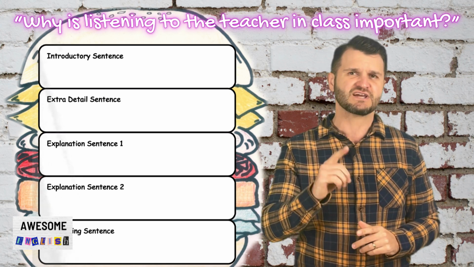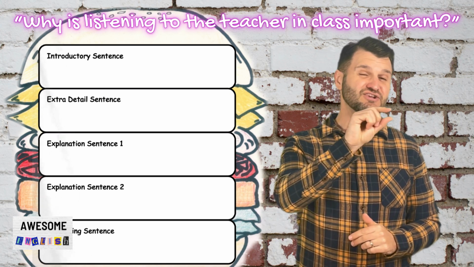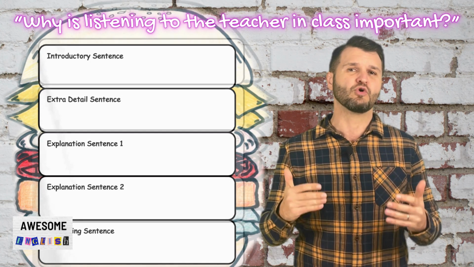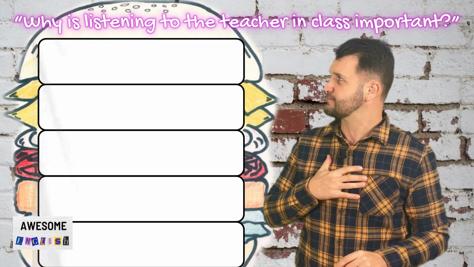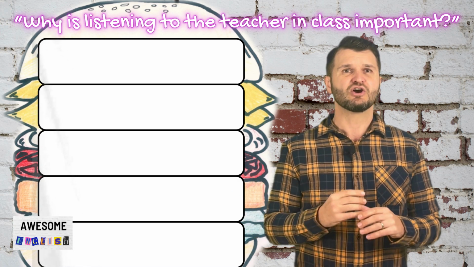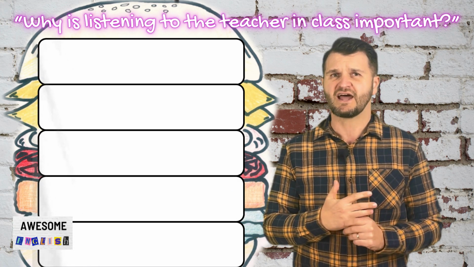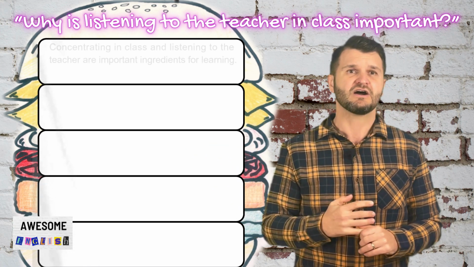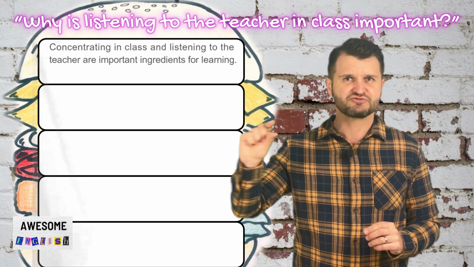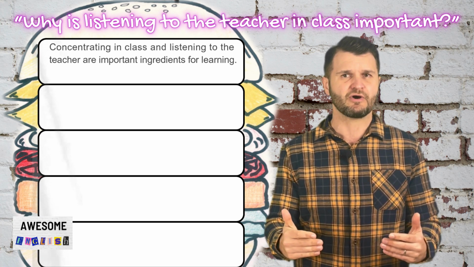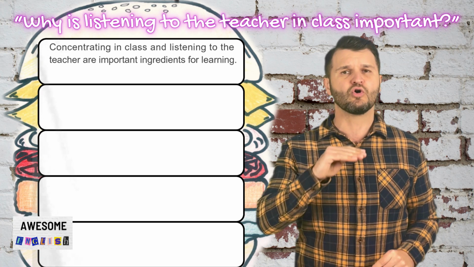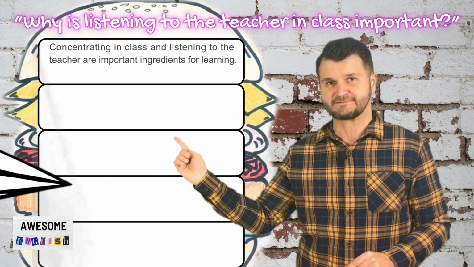So you first have to write a sentence that is an introductory sentence that explains the topic of your paragraph. So for example, using this topic, I'm going to write the sentence, concentrating in class and listening to the teacher are important ingredients for learning. Now this is my introductory sentence to introduce the paragraph. You might want to pause the video here. Over to you. Write your introductory sentence.